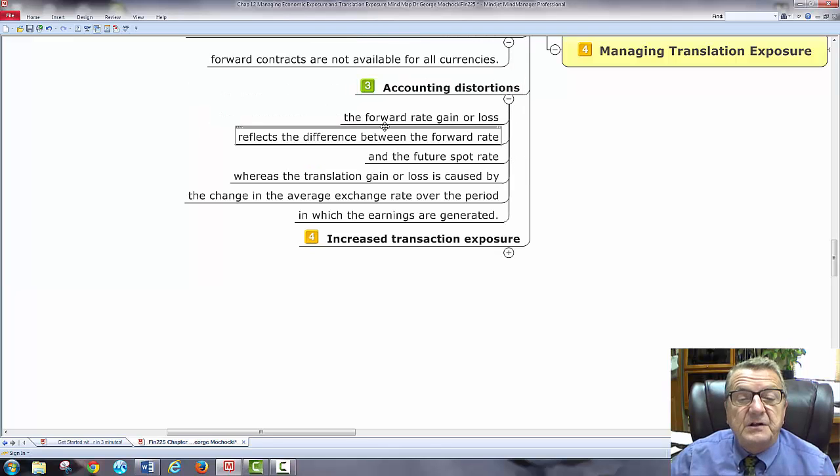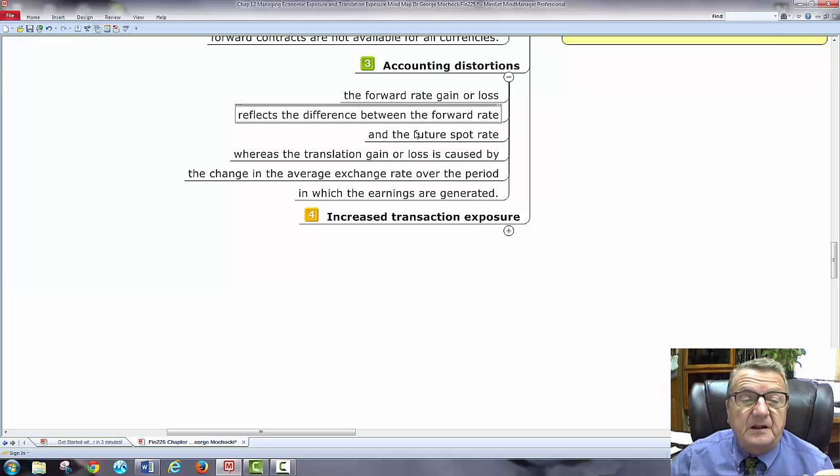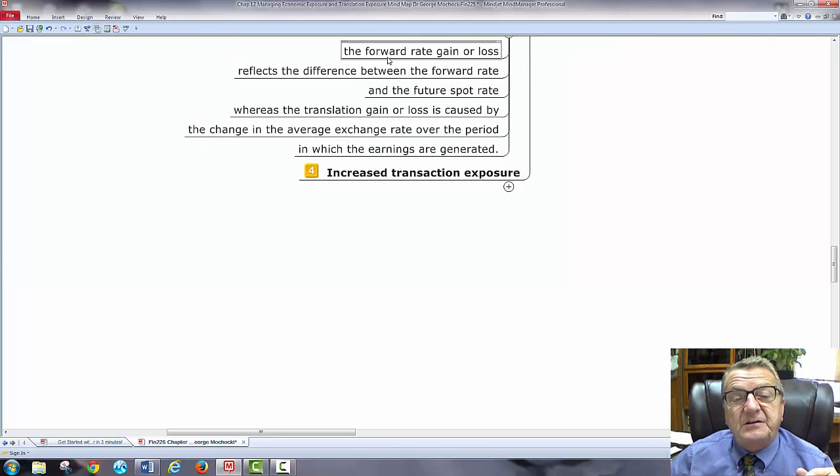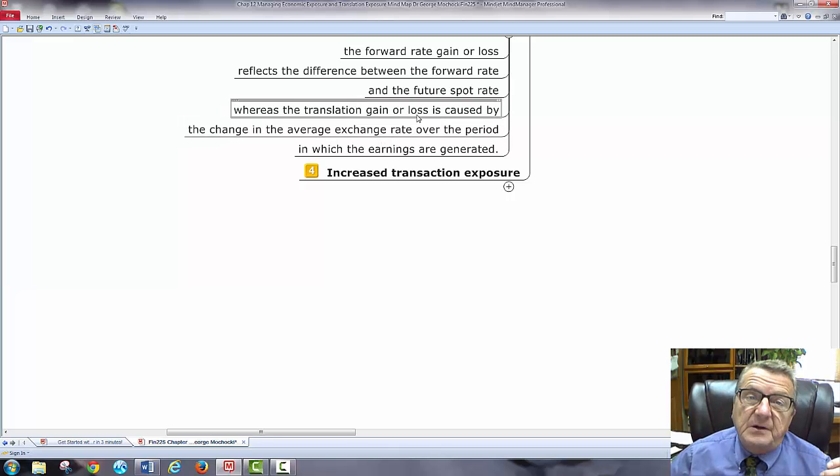Accounting distortions: the forward gain or loss reflects the difference between the forward rate and the future spot rate, whereas a transaction gain or loss is caused by the change in exchange rate over the period in which the earnings are generated. Jeez, I wish I had a prop for that, okay? So when I'm looking at it, is it the forward rate or gain? The spot rate is the exchange rate over the period. Exchange rate, gain or loss. Did I make the money on this when I cashed it in with my forward rate at the time I had the contract, or did I lose money? And I'm taking a gamble.